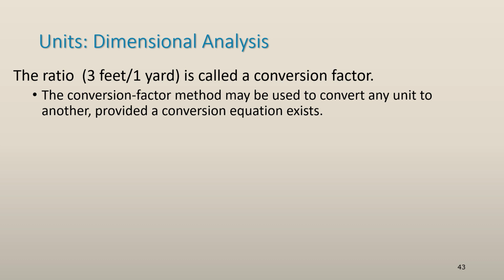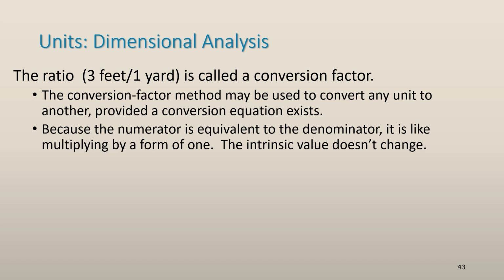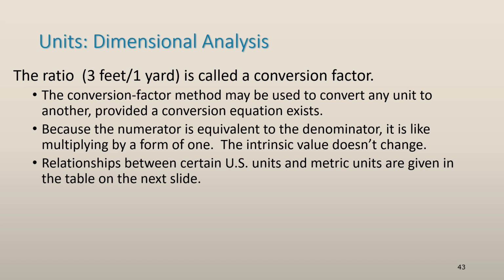So units are really important and we have to be able to convert them. Again, because the numerator is equivalent to the denominator, it's like multiplying by a form of 1, and so the intrinsic value doesn't change. We can do this between, as you saw in that example, 2 English units, feet and yards. This is a really helpful way to convert between US units and metric units. I'll show you on the next slide some of those conversions. And we can also convert between metric units and metric units. And as you'll see, we'll be using this even in other chapters where we'll be converting from one compound to another compound and using the same method.